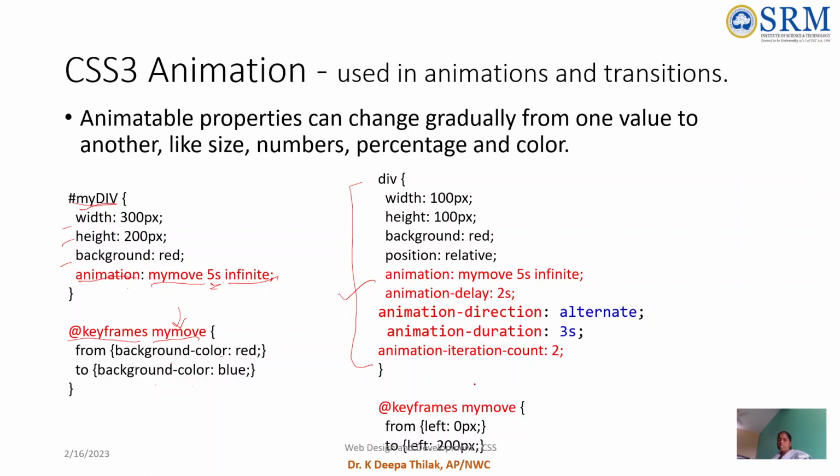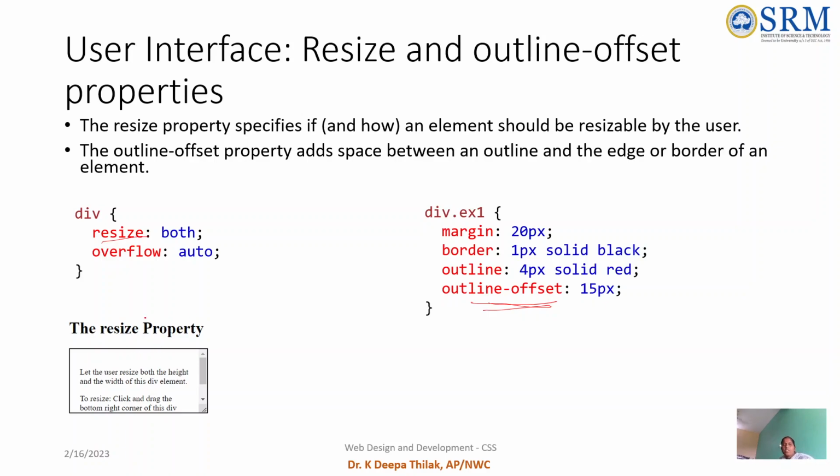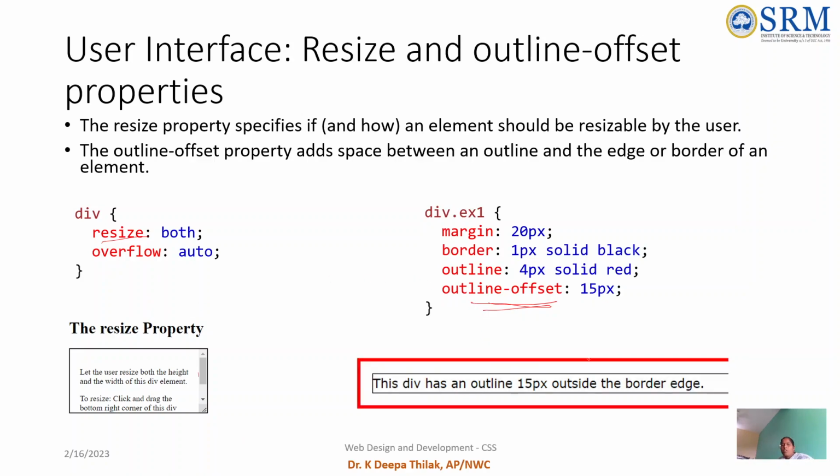We can set this so that we can see the animation effect. And this resize and outline offset, we can resize the size of the property. We can allow the user to resize some portion of the container inside the web page itself. So if you want to have that feature, we can have this outline offset and resize. So this is what the resize property is here, resize both. So here the user can scroll up, scroll down, they can shrink this or they can maximize this, that is using the resize. And this is what your outline offset is. So this is the outline which is having pixels outside the border edge.